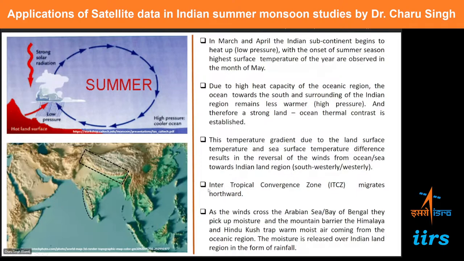There is another important feature that is known as the Intertropical Convergence Zone, ITCZ. So the Indian summer monsoon is also characterized by the northward excursion of the ITCZ. And as the winds from the oceanic region start moving towards the land region, they pick up moisture from the Arabian Sea and the Bay of Bengal. And this moisture is basically trapped by the Himalayan ranges and the Hindu Kush in the Indian subcontinent itself, and released over the Indian land region in the form of rainfall.